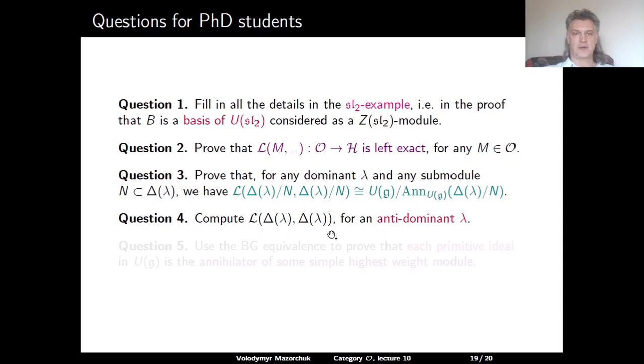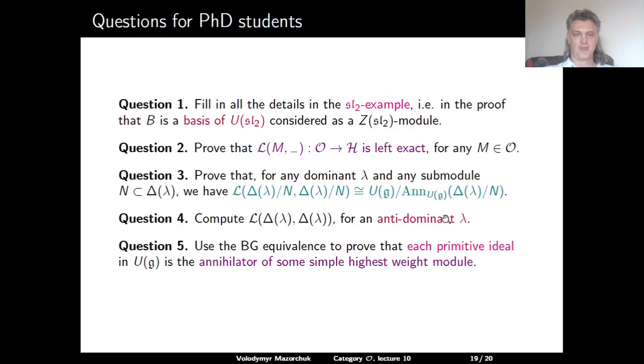Question number 4. Compute the Harish-Chandra bimodule L delta lambda where lambda is antidominant. And question number 5. Use the Bernstein-Gelfand equivalence to prove that each primitive ideal in UG is the annihilator of some simple highest weight module.